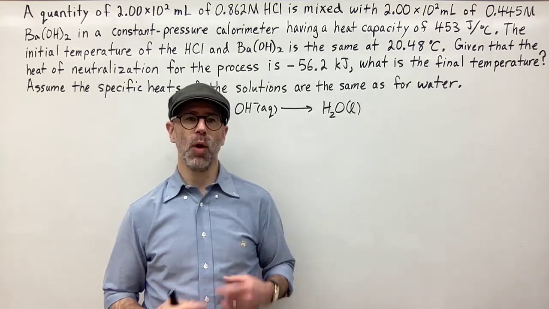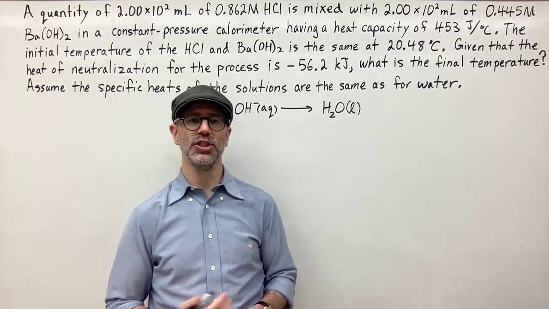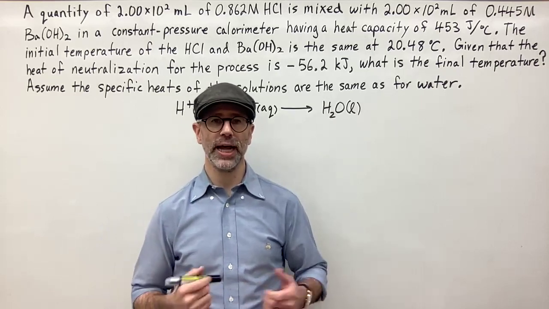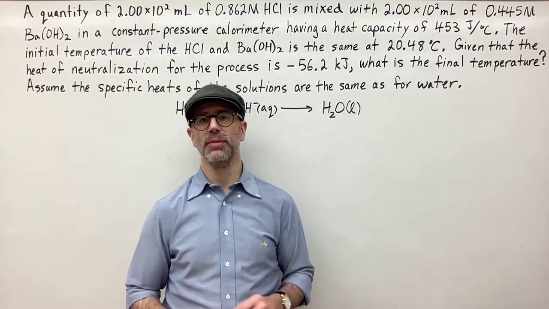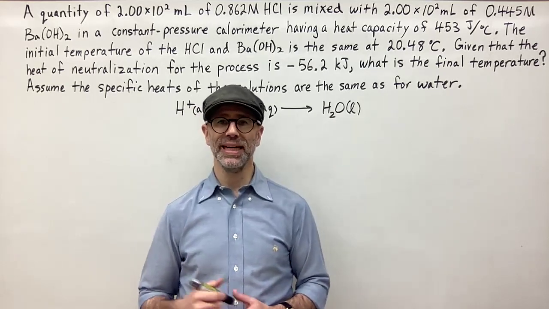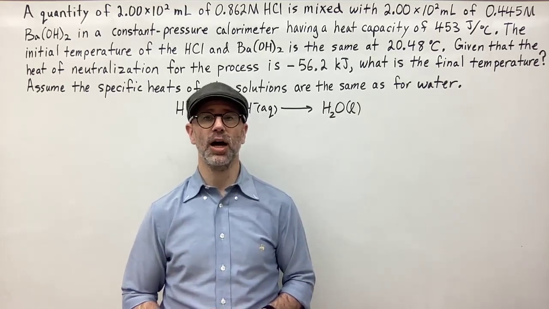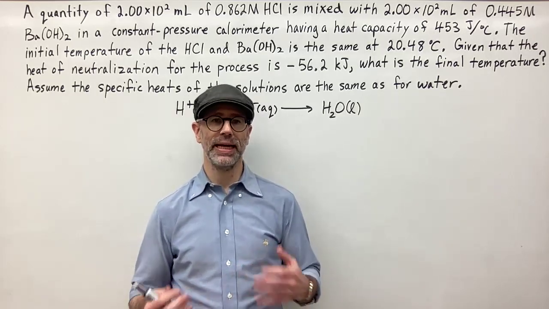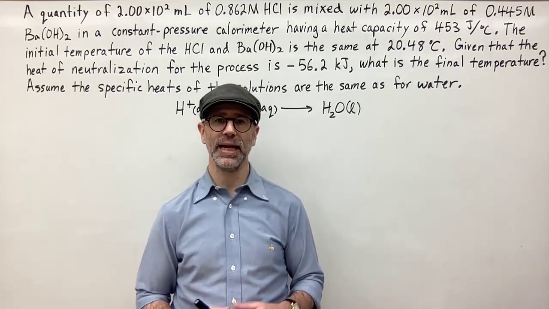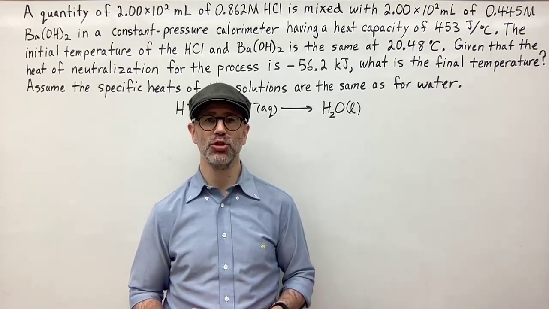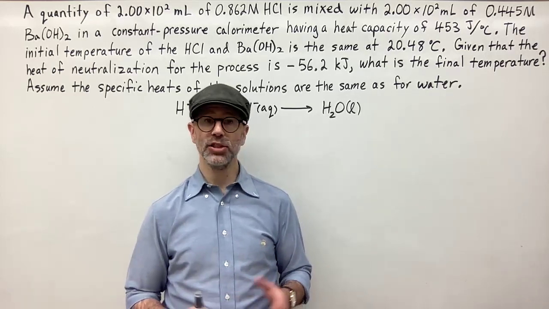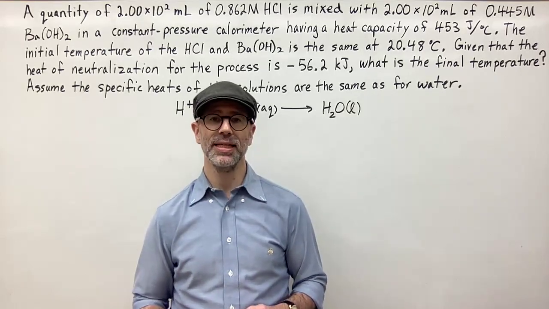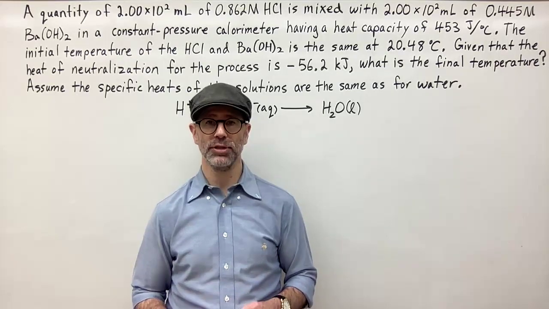In this problem we have a quantity of 2.00 times 10 to the second milliliters, or 200 milliliters, of a 0.862 molar HCl solution mixed with 200 milliliters of a 0.445 molar barium hydroxide solution in a constant pressure calorimeter having a heat capacity of 453 joules per degree Celsius. The initial temperature of the HCl and the Ba(OH)2 is the same, at 20.48 degrees Celsius.